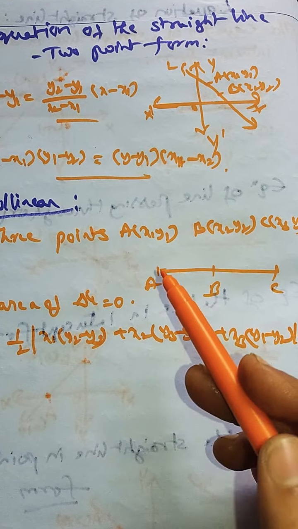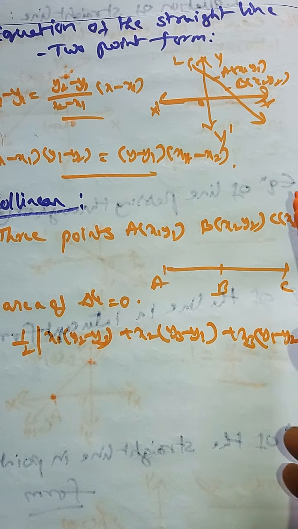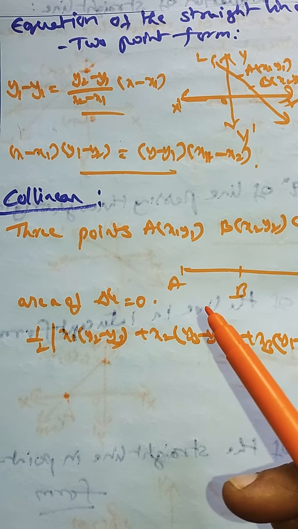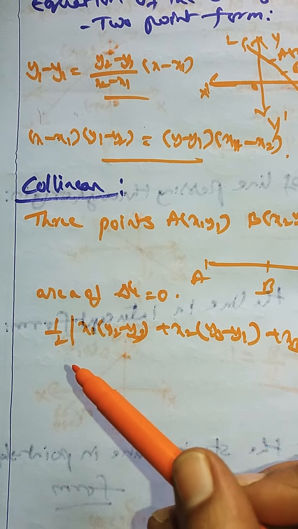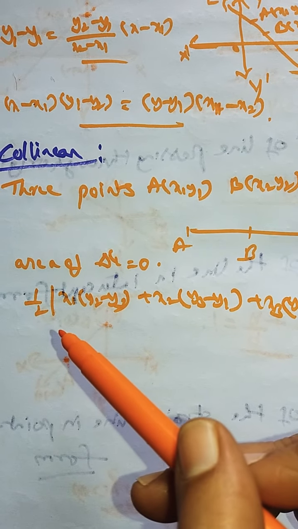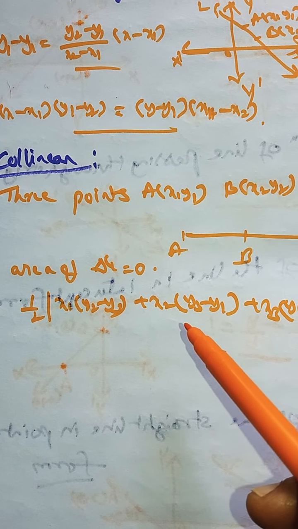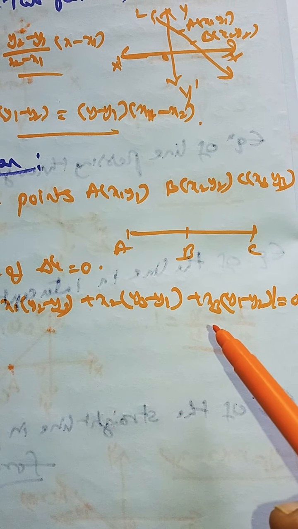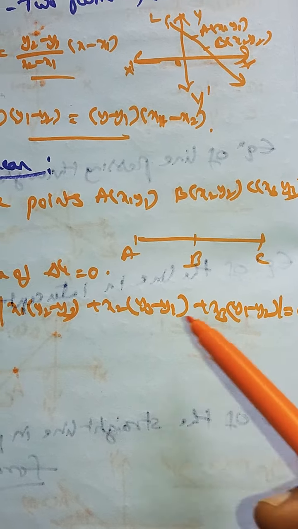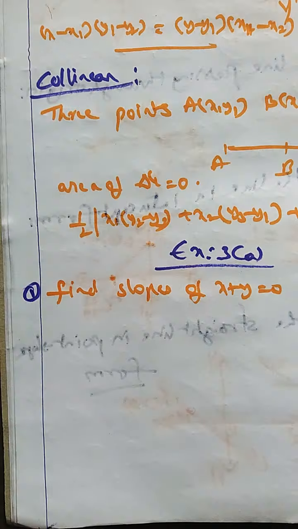Previously, I told you to find the distance between AB, BC and AC, and the greatest is equal to the sum of the remaining two. But now we can find it using the formula: area of triangle equals 0. That is, half mod of x1 into (y2 minus y3) plus x2 into (y3 minus y1) plus x3 into (y1 minus y2) equals 0. If this is 0, we can say the three points A, B, C are collinear. You have to learn this formula.